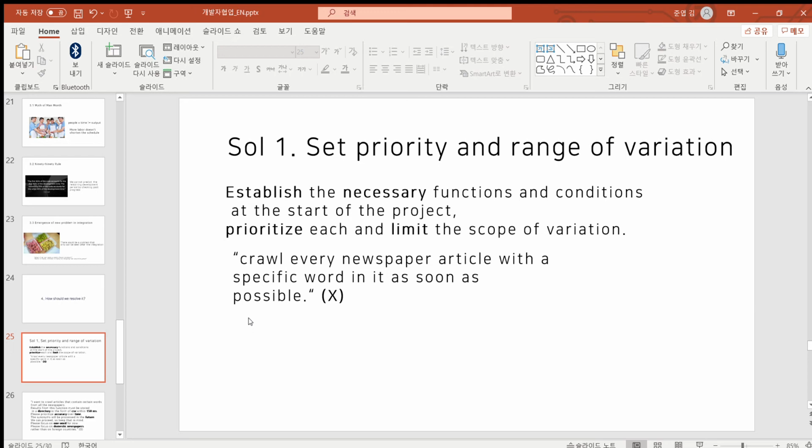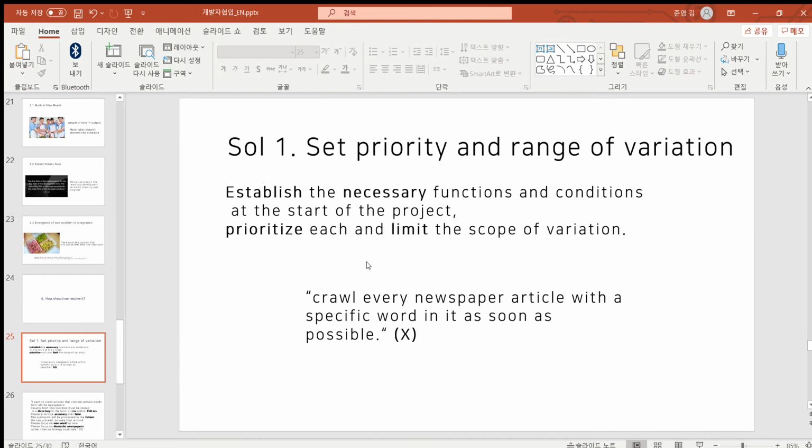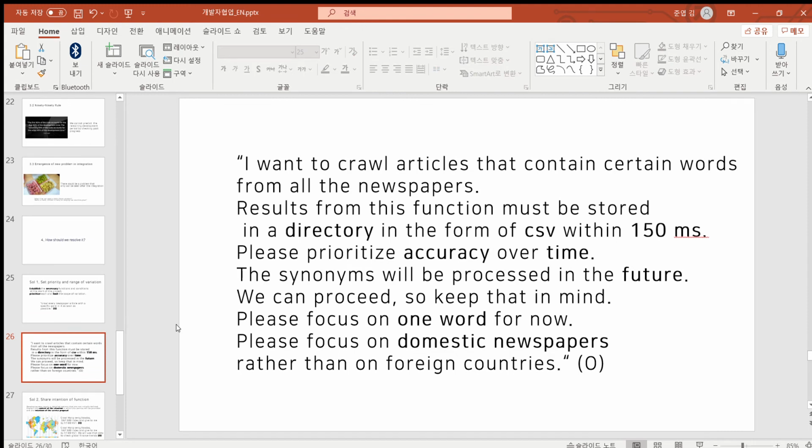So let's say you have to propose a function to the development department. If you just say something like, crawl every newspaper article with a specific word in it as soon as possible, they think this is really vague to develop. So the solution will look like this. I want to crawl articles that contain certain words from all the newspapers. Results from this function must be stored in a dictionary in the form of CSV within 150 milliseconds.